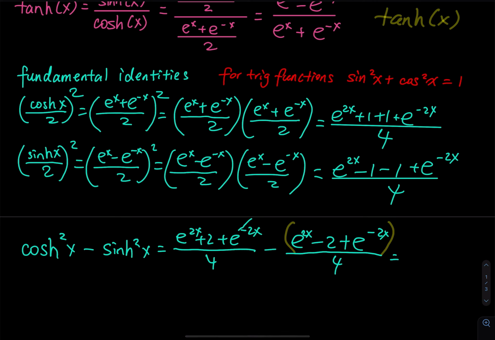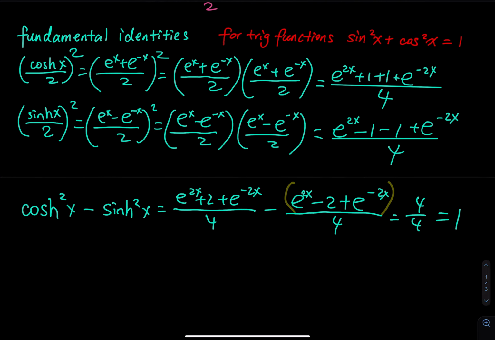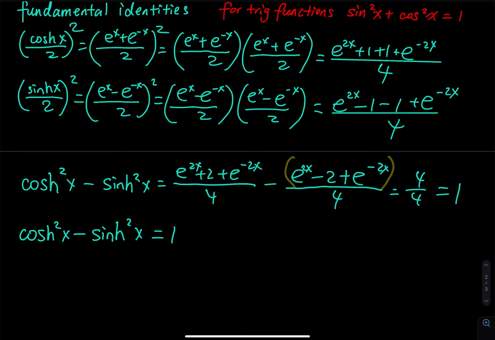So we just reached our first fundamental identity. That is hyperbolic cosine squared minus hyperbolic sine squared equals 1. So these are our fundamental identities. And based on this, we can do a lot more. Actually, let's not box this.